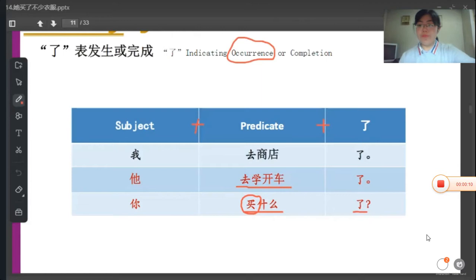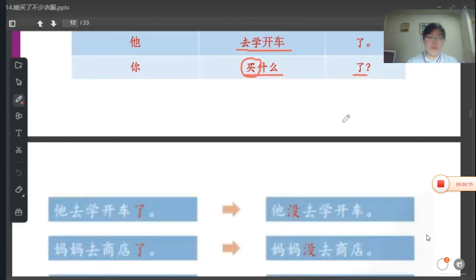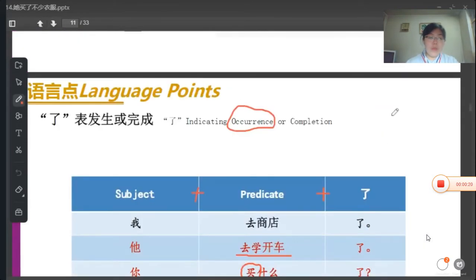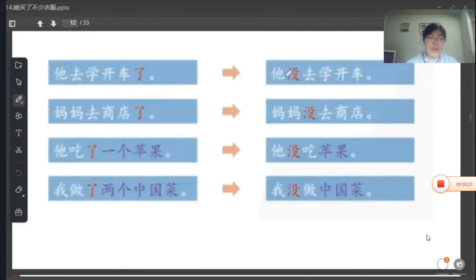Before, we learned that le indicates the occurrence or completion of an action. For example, 他去学开车了。This sentence shows us the positive form. How about the negative form? 他去学开车了。If we want to give the negative form, we should add méi.